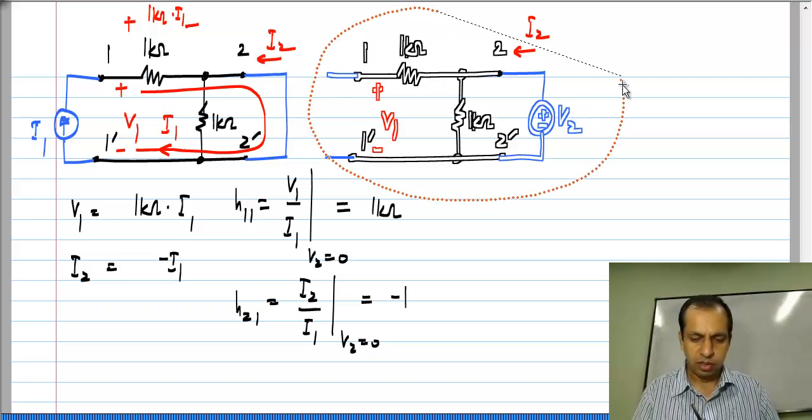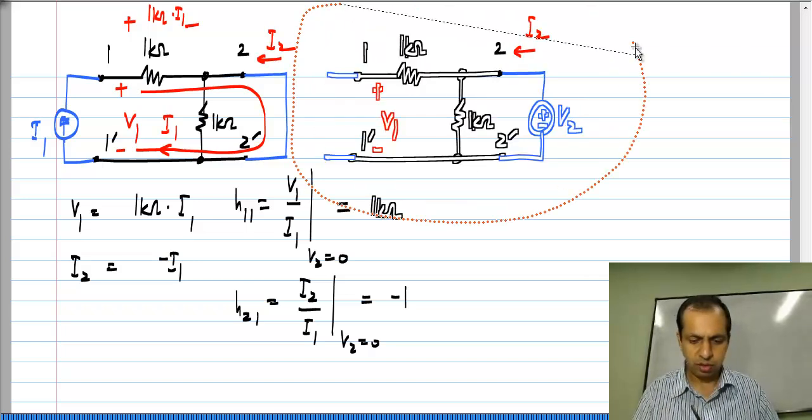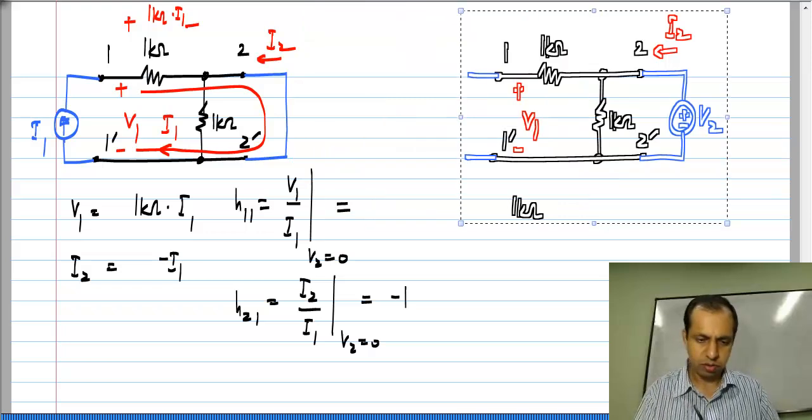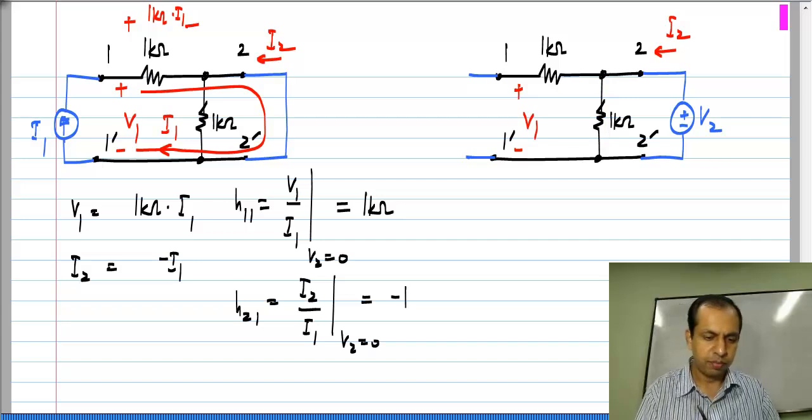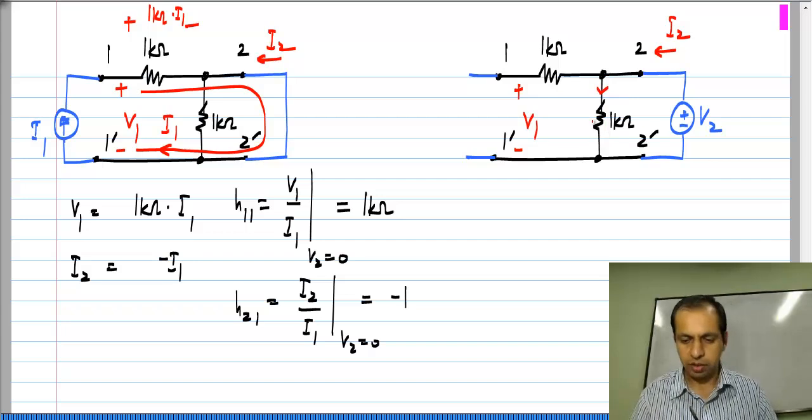Now, coming to the second case over here. So, here this 1 kilo ohm is in series with an open circuit. So, no current flows through that. All of this I 2 is simply the current through this 1 kilo ohm, okay? And V 2 appears across the 1 kilo ohm resistor. So, the current here is nothing but V 2 divided by 1 kilo ohm, okay? And V 1 equals V 2 because no current is flowing through this 1 kilo ohm resistor.